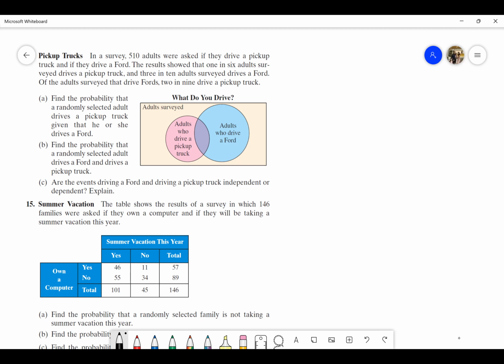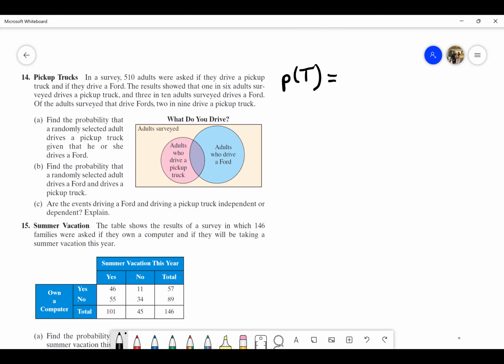So I can write right now. Brianna, can you give me a letter for a pickup truck that I can use? We need F for Ford, but for a pickup truck, P? Brianna says pickup truck is T. So what is the probability of pickup truck? 1 in 6, right? So right there, 1/6.